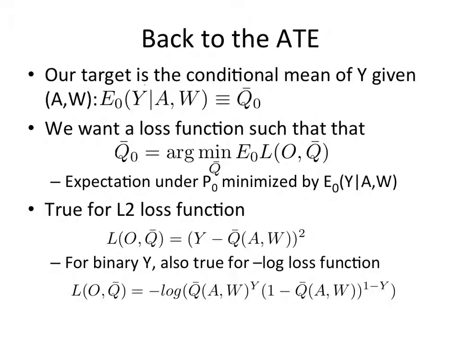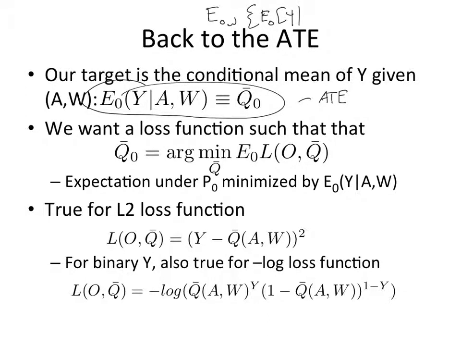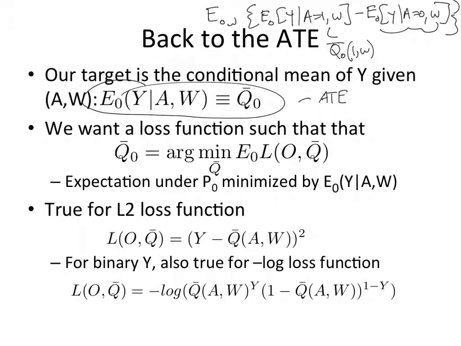So, for instance, if we're trying to model this, which we needed, just to remind you, right, we needed this for the average treatment effect, right? Because, just to put it back up here, it was E0, W, E0, Y given A is 1 and W. Our parameter is a function. I can write this as Q bar 0, 1W, and this one as Q bar 0, 0W. That it's a function of those conditional means, right?